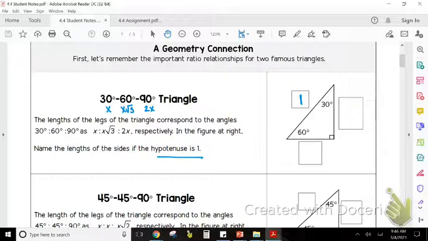Remember, across from the 30 is x, but the hypotenuse is 2x. So that means 2x is equal to 1, so we can solve for x, and x is just 1/2. Across from the 30 degrees the side was just x, so that's 1/2. And across from the 60 degrees, our side was x square root of 3, so we get 1/2 times the square root of 3, which gives us the square root of 3 over 2.